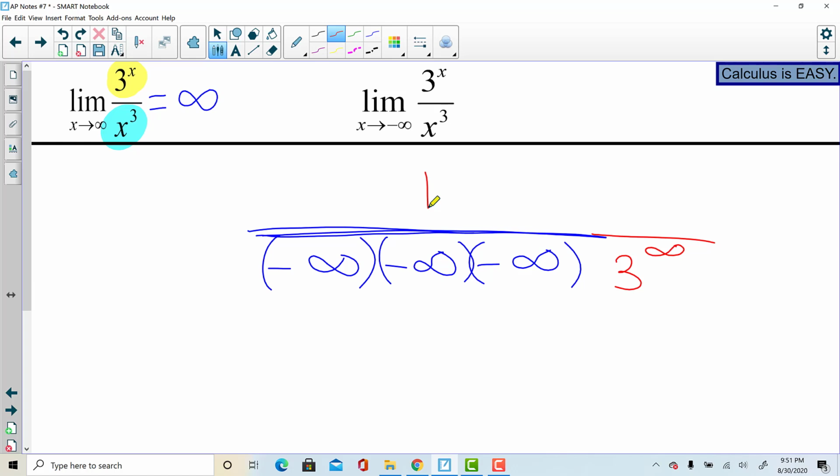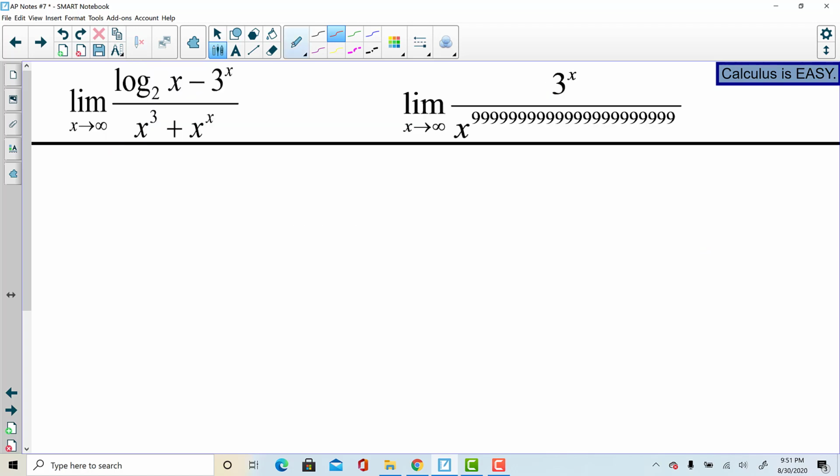Since all the infinities are on the bottom, it's just the same thing as 1 over infinity, and that's going to equal 0. If it was equal to infinity, we'd have to be careful and count the negatives. There's 3 negatives here. Okay, in our first example here, we're going to ignore the log because the exponential function is much bigger. Be careful, you need to keep that minus on the 3 to the x.